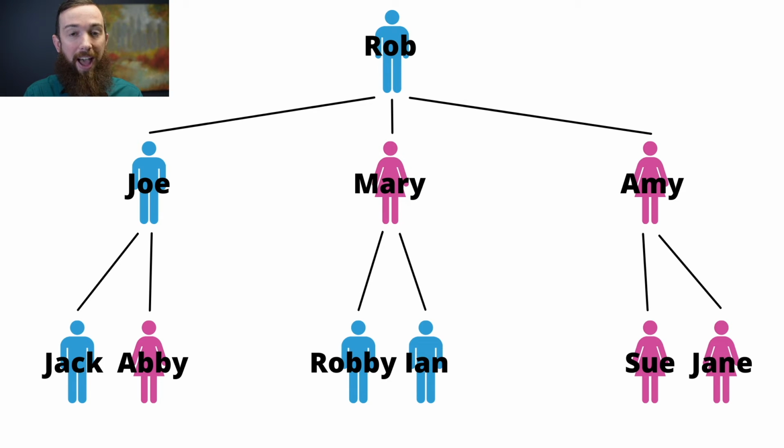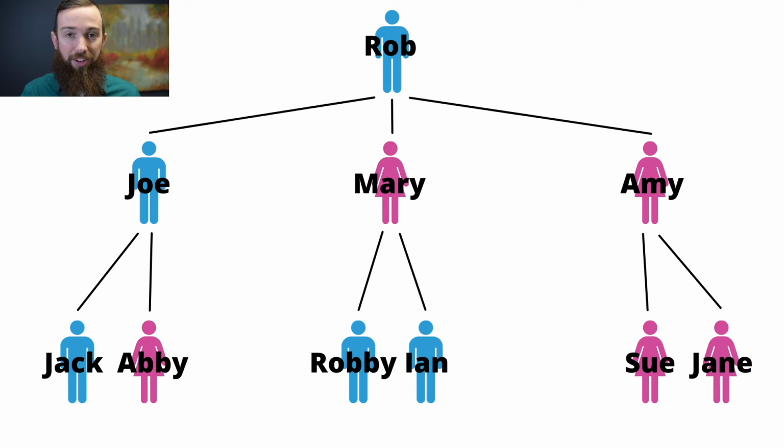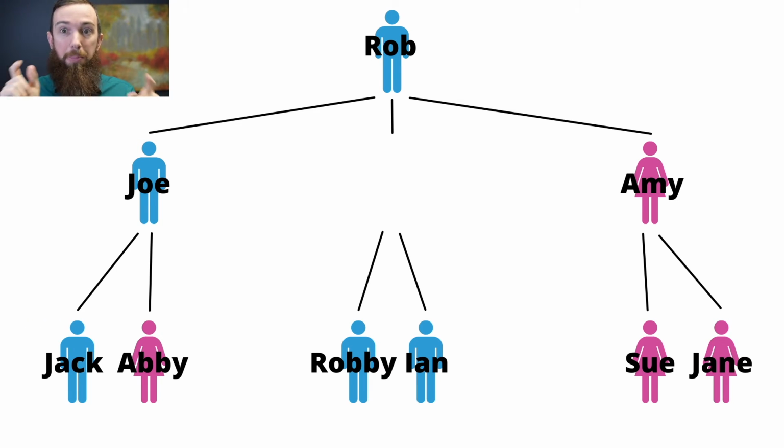But then you also have the Per Stirpes option, where it is by each individual branch that you see. So if there are all three, then Joe, Mary, and Amy each receive 1/3, just like if it had been under the per capita option. But if Mary passes away first under the Per Stirpes option, Joe and Amy still get their 1/3, just like they would have with all three of them, but then Robbie and Ian receive what would have gone to Mary under the Per Stirpes option.